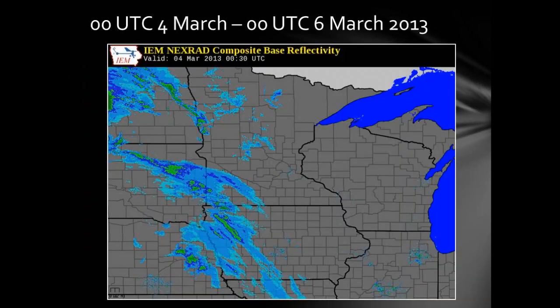Just a quick loop of the entire event. This is that first wave that we had on the 4th. And then that goes away. We have some scattered stuff. And then this is the more significant time, during the 5th into the morning hours, because that really lingered over the area for a while.